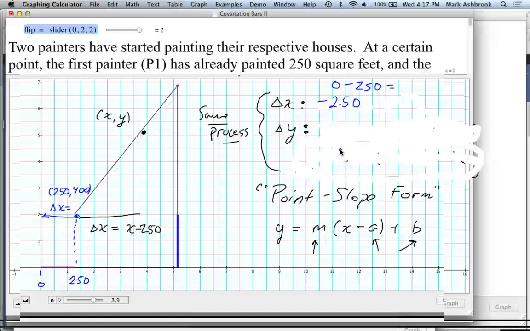How would we calculate the corresponding change in y? Delta y will be y minus 400, equals 1.25 times negative 250. So changes in y are always 1.25 times the change in x. Y will equal 87.5. Did it work?